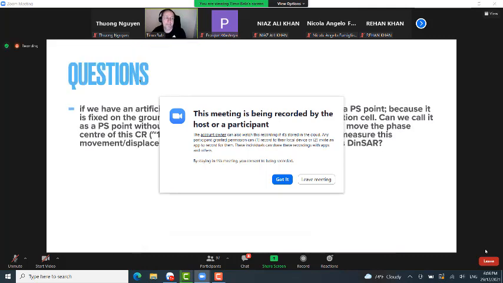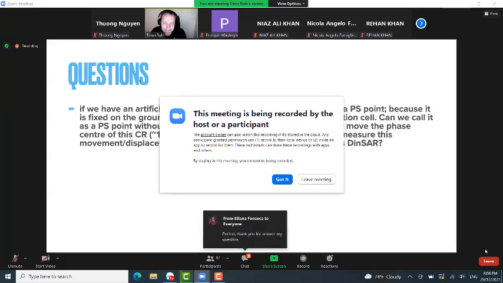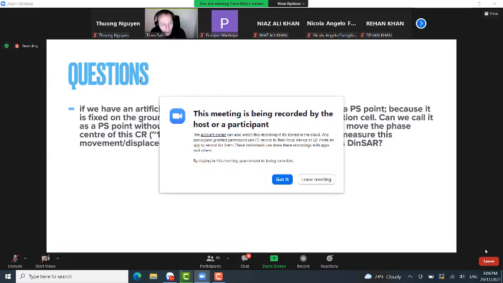All right. If you have an artificial corner reflector, that's going to act like a PS point, right? You're right that it's going to be a point scatterer. It's stable in that sense. It's going to have the highest reflection. Can we use it as a PS point without using at least 20 star images? Yes and no. Okay, but right, so first of all, this is a measurement that has its own name.